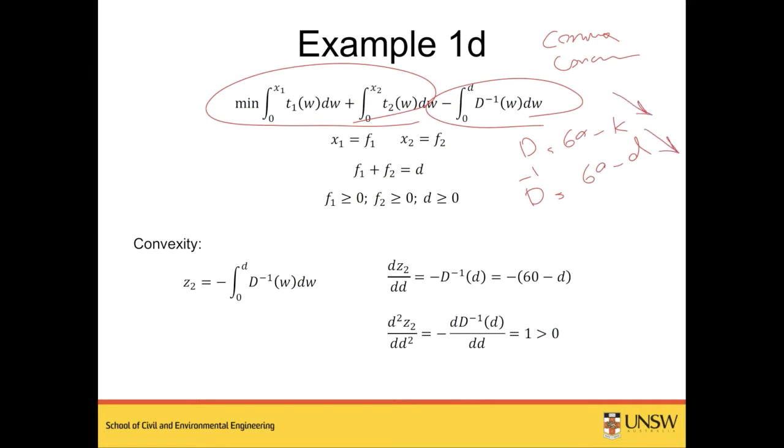But how can we check? I mean, this is an easy function. Of course, it's monotonically decreasing because I have this negative sign next to it. So the slope is negative. But if you want to check whether it is convex or concave, what should we do? We take the second derivative, right?